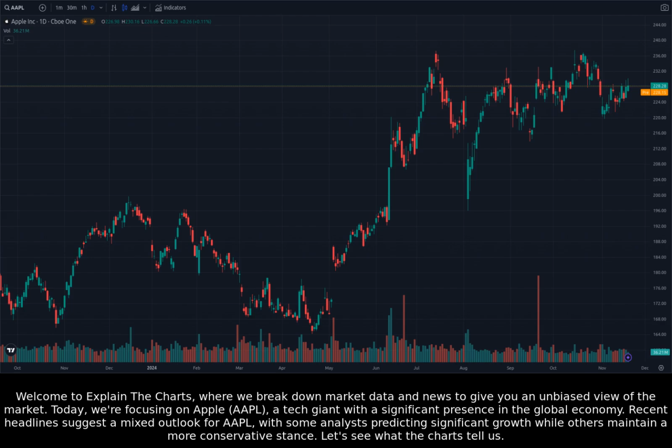Today, we're focusing on Apple, AAPL, a tech giant with a significant presence in the global economy. Recent headlines suggest a mixed outlook for Apple, with some analysts predicting significant growth while others maintain a more conservative stance. Let's see what the charts tell us.